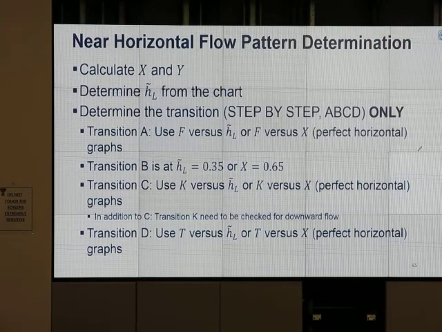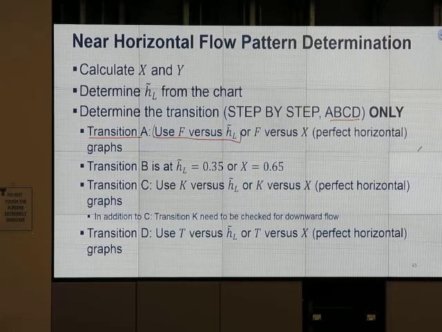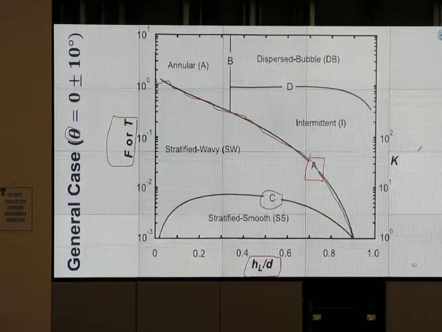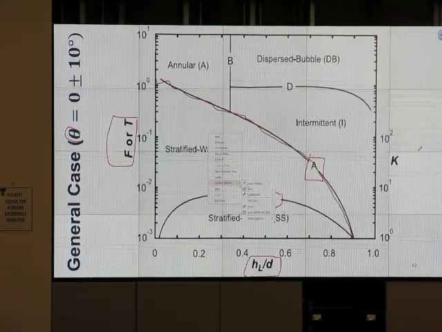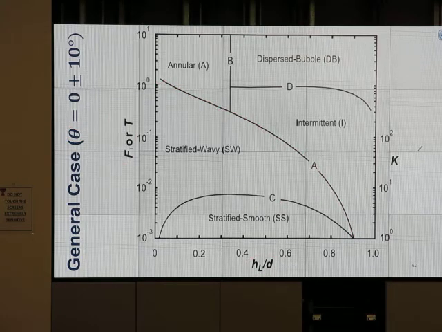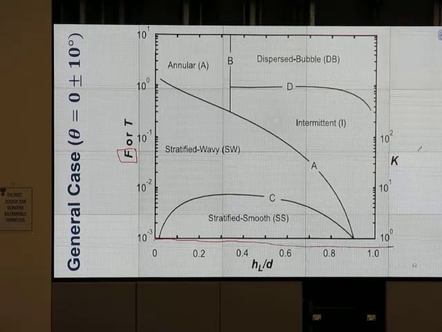Step by step, ABCD means what? Transition A uses F versus H tilde. Let's go back. F is where? That is F, and that is H tilde for transition A. How do I calculate F?